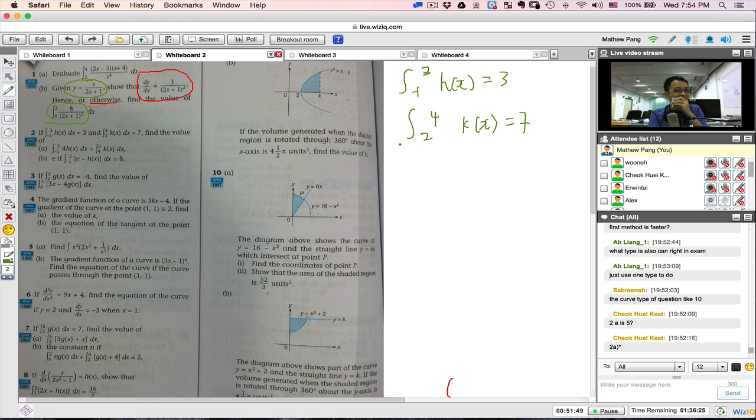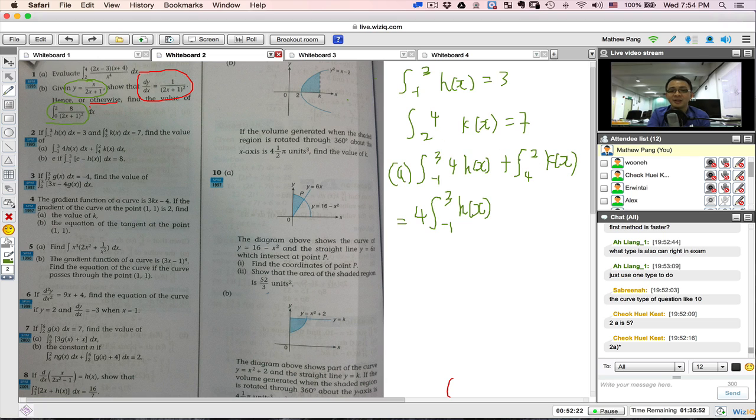Find the values of A. What does the question want? The question actually asks what happens if you integrate 4h(x) from -1 to 3 plus the integral of k(x) from 4 to 2. This is some integration law. First thing is, integration law tells us that a constant number we can take out. This one will be, I take out 4 here. This is h(x).